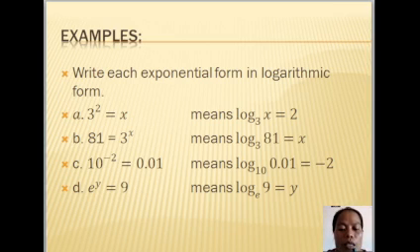10 to the power of negative 2 is equal to 0.01 means the logarithm of 0.01 to the base 10 is equal to negative 2. The same process: the base is still the base in the logarithmic form, and the exponent in exponential form becomes the logarithm in logarithmic form. Last, e to the power of y is equal to 9 means the logarithm of 9 to the base e is equal to y.